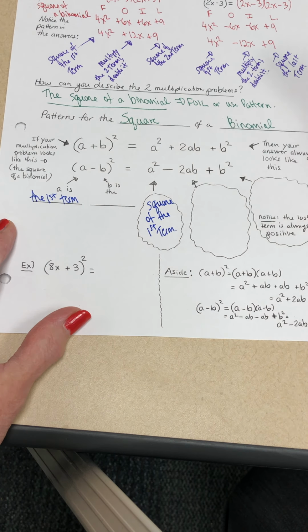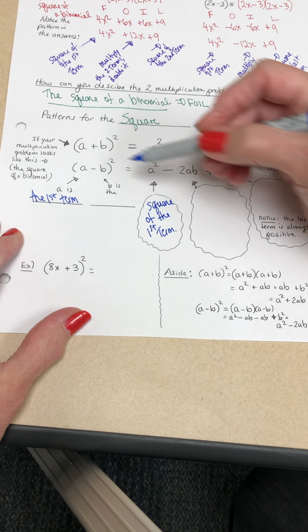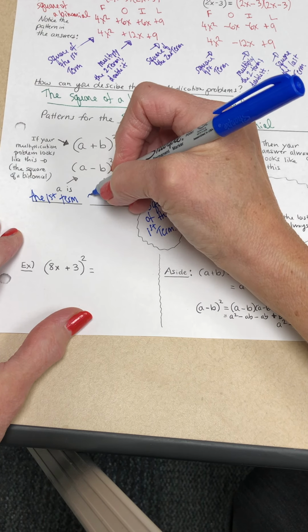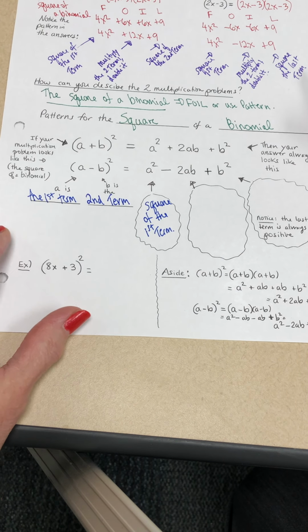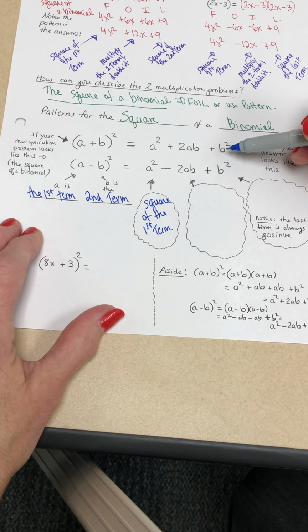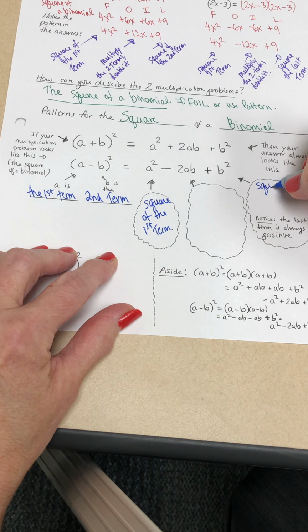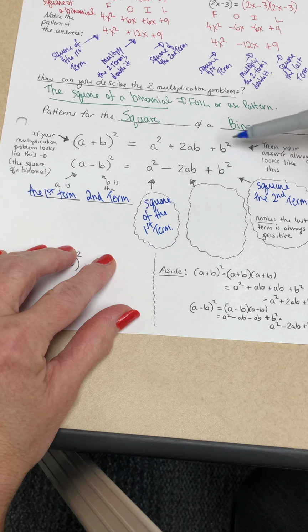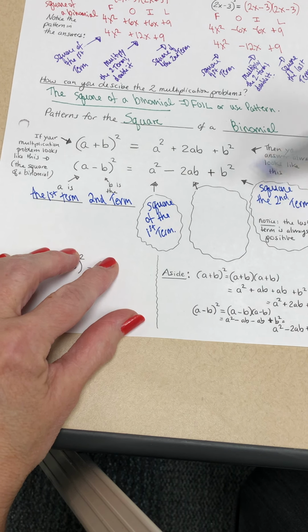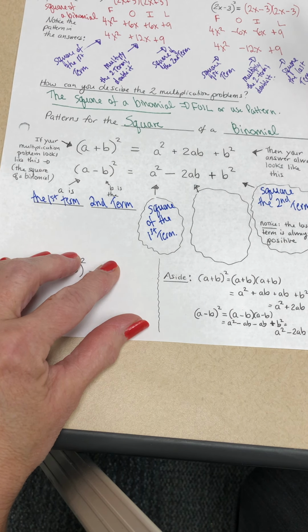Watch those coefficients. Now, there are B's in the answer. And notice how B is simply the second term in your binomial. The last term of your answer is always b squared. Well, what does that mean? Well, it's always square the second term. Be mindful that the last term is always positive, because it's either coming from a positive times a positive or it's coming from a negative times a negative. So the last term is always positive.